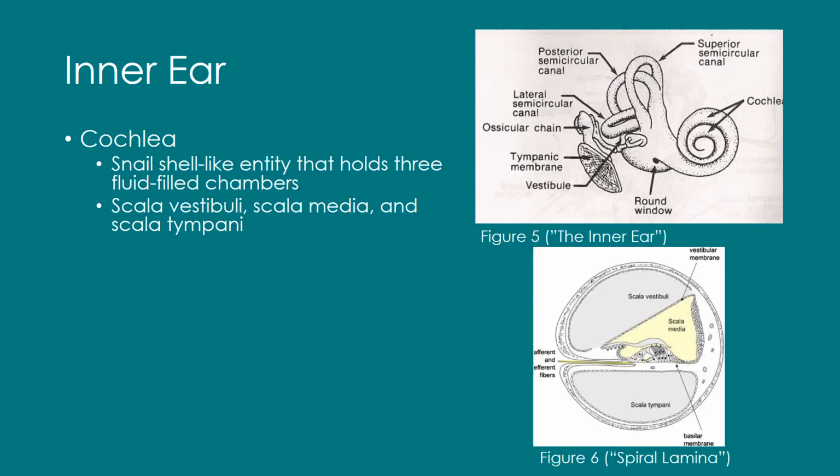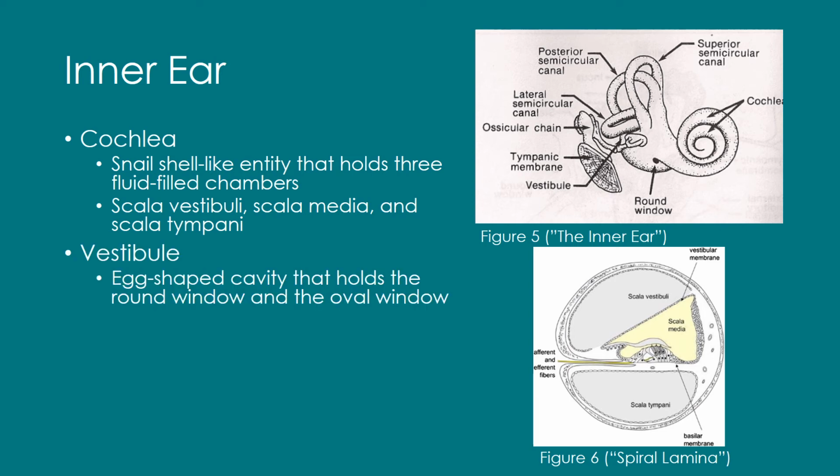The cochlea is a snail shell-like shape that holds three fluid-filled chambers. The scala vestibuli, which contains perilymph fluid, the scala media, which contains endolymph fluid, and the scala tympani, which contains perilymph fluid. The cochlea can be seen in Figure 5 and the inside of the cochlea in Figure 6. The vestibule is an egg-shaped cavity that holds the round window, which helps the middle ear communicate with the scala tympani, and the oval window, which helps the middle ear communicate with the scala vestibuli.